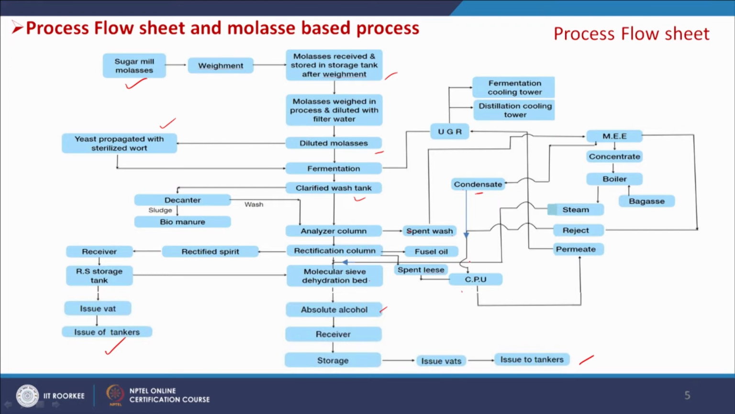So, then this is going to the condensate polishing unit, that is your water treatment plant, and the concentrate from the MEE, that is having high organic content, is used with bagasse for cogeneration in the power plant, in the boiler, and then steam is generated, and that steam is used in the process, and bagasse and concentrate are burnt in the furnace. And the reject from the MEE is also coming and treated. Okay.